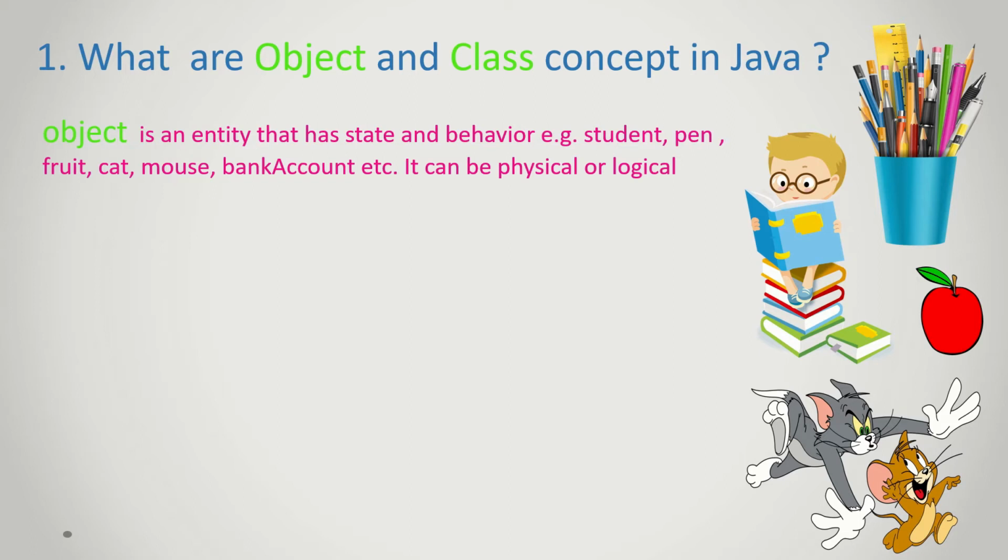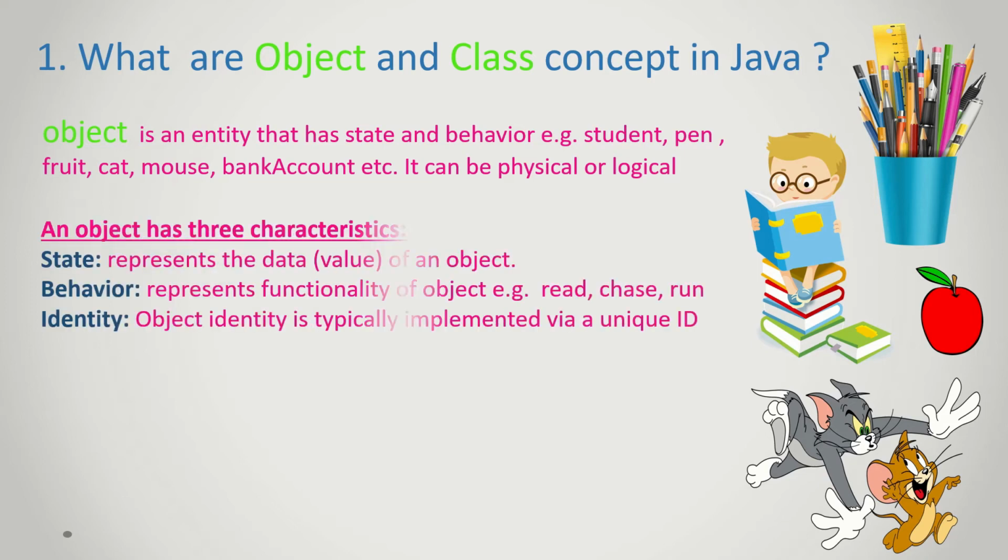An object can be physical or logical. For example, consider a bank account. Your bank account object lies somewhere in the banking system, but you can't physically see or touch it. That is the reason a bank account object is a logical object. When we say the state of the object, we can have a bank account number. And the behavior could be deposit the money, withdraw the money.